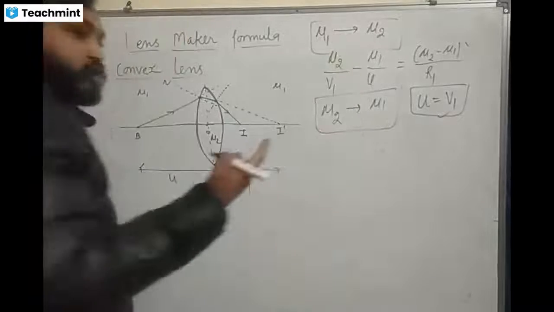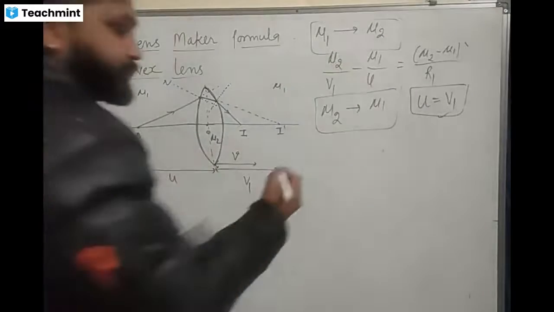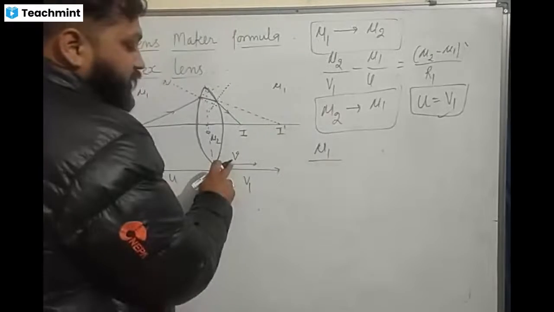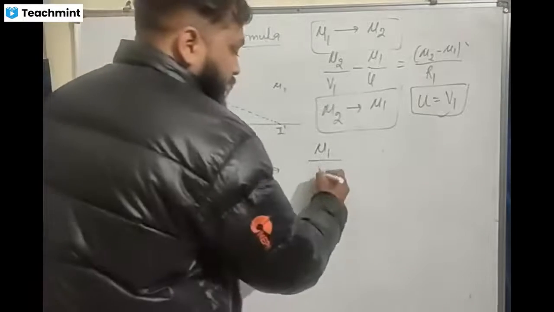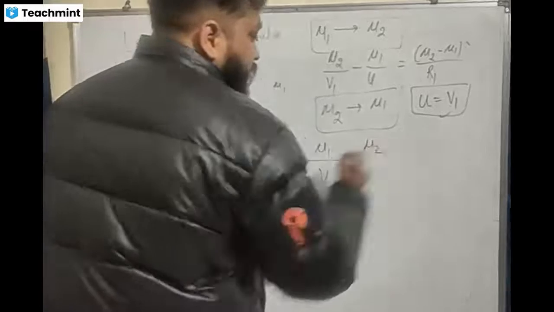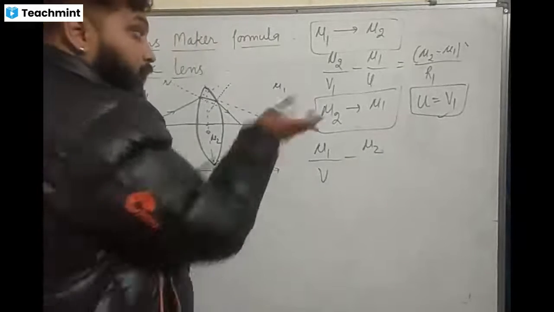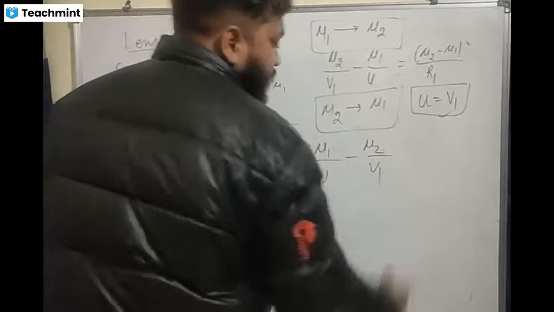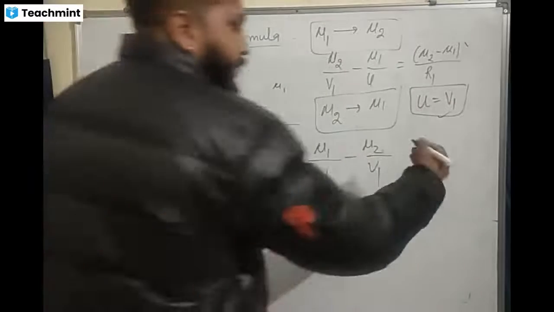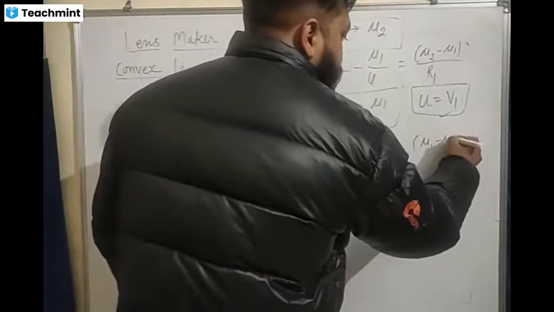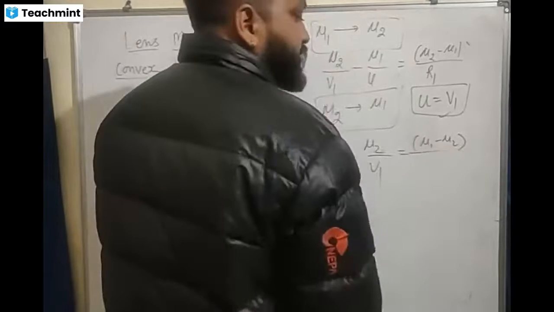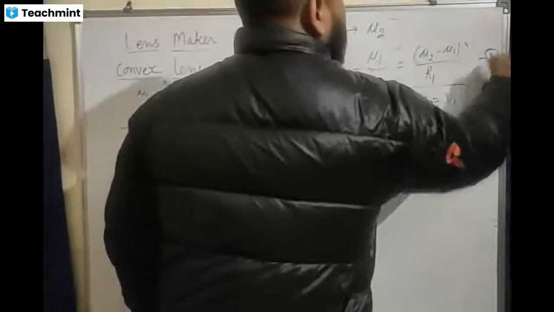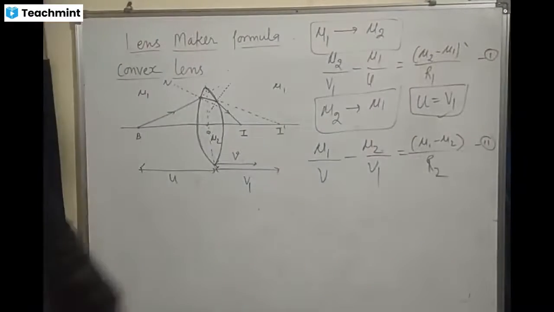I told you, whenever the medium changes, in mu1 it is going again, and v is the image distance. Now from mu2 it is going. This portion will behave as the object distance. So instead of this, we can write this, and it will become mu1 minus mu2, because this is because of the second surface. So this is the first equation, this is the second equation.